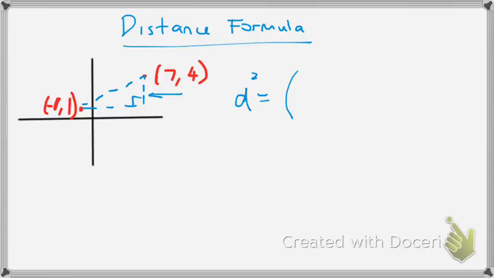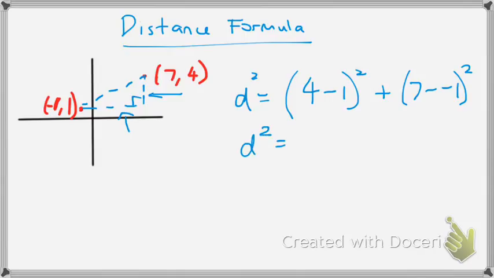So firstly this one here, so that's how far it's gone up. So that'd be 4 minus 1. And the distance here is how far it's gone across. So that would be 7 minus 1. So in this instance the distance squared is, that's 9, and that's 64. So distance squared is 73, so the distance is the positive square root of 73. There's nothing else you can really say about that.